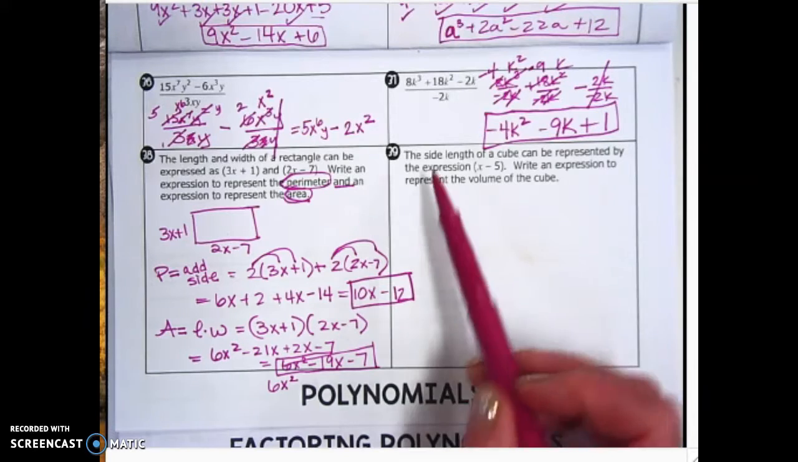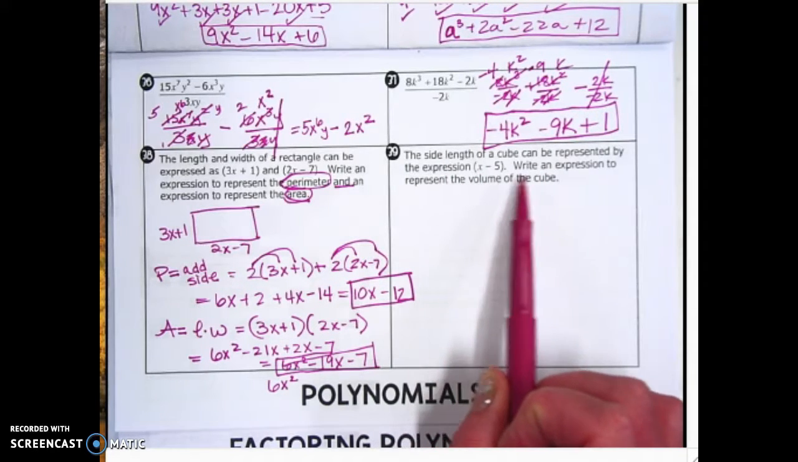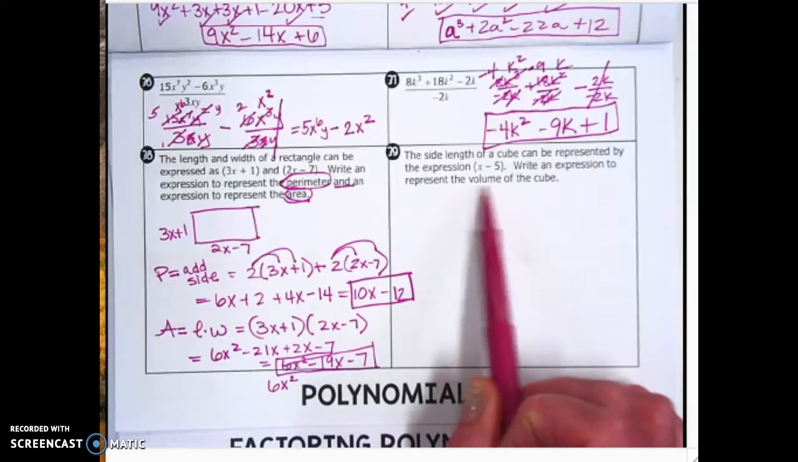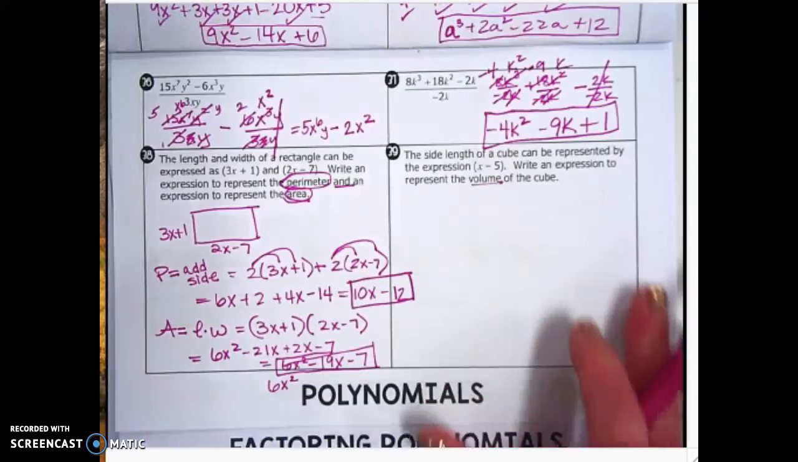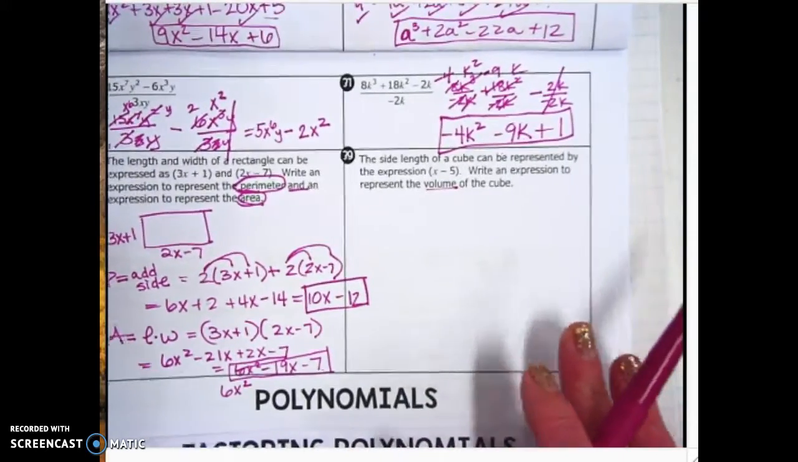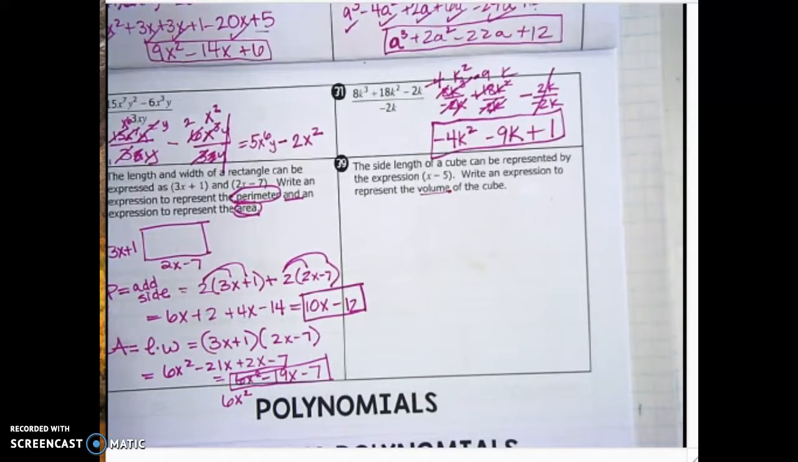And the last one, number 39, the side length of a cube can be represented by the expression x minus 5. Write an expression to represent the volume of the cube. How do you find the volume of a cube? Yes, length times width times height. A cube is a special three-dimensional figure. Why? All three are the same, like a Rubik's Cube, a 3 by 3 by 3.